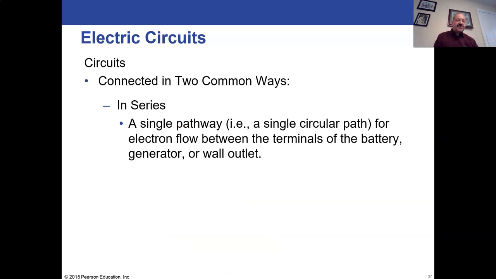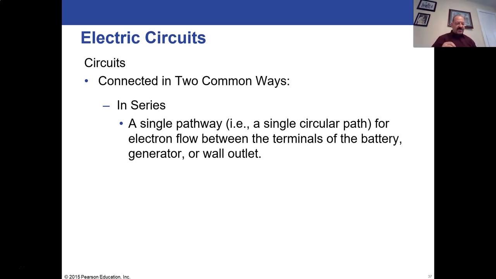So circuits are generally connected in two basic ways, as well as combinations of these two ways. We have circuits that are in series, or series circuits, and this is a circuit that's essentially one big circular path. You might draw it as a big rectangle, but it's one closed loop for the electrons to flow around. They'll start at the battery or the voltage source, flow around the wires, and then come back to the voltage source again. If it's a single loop, we call that in series.